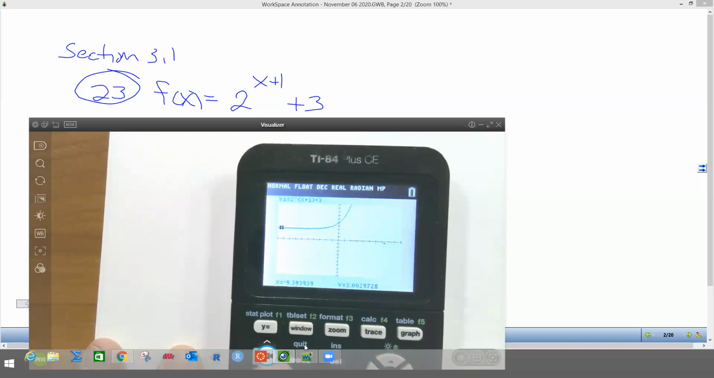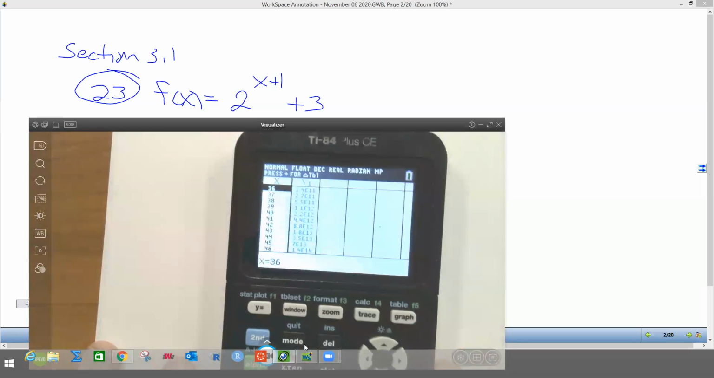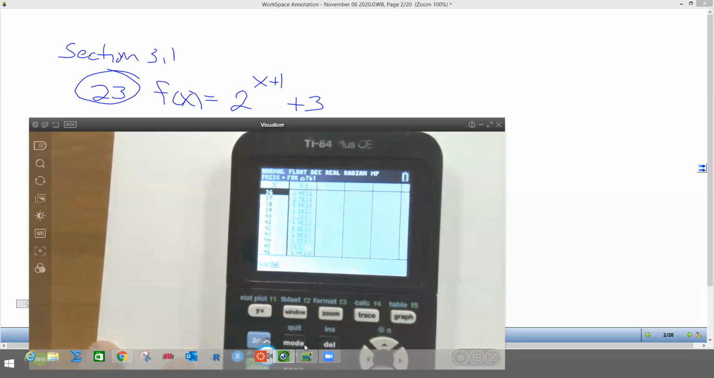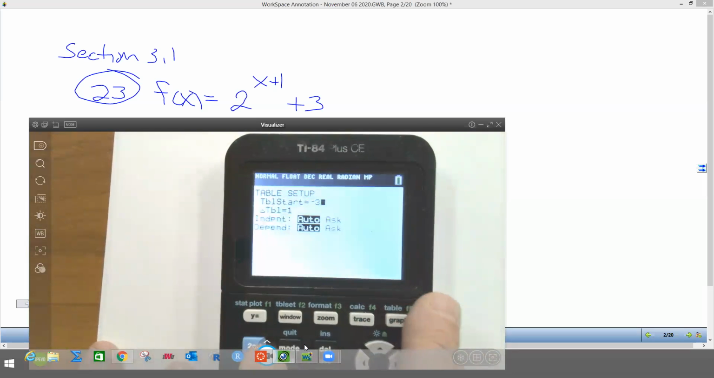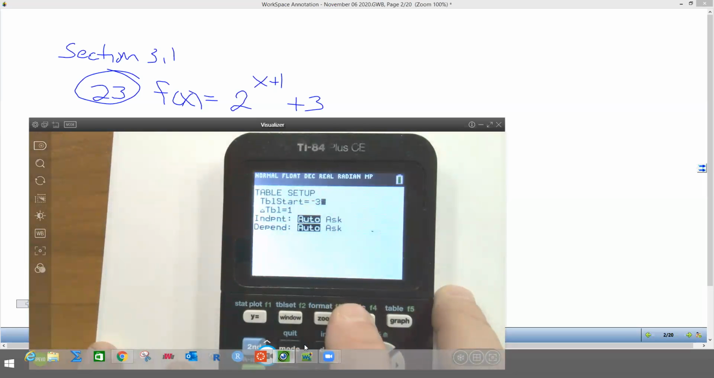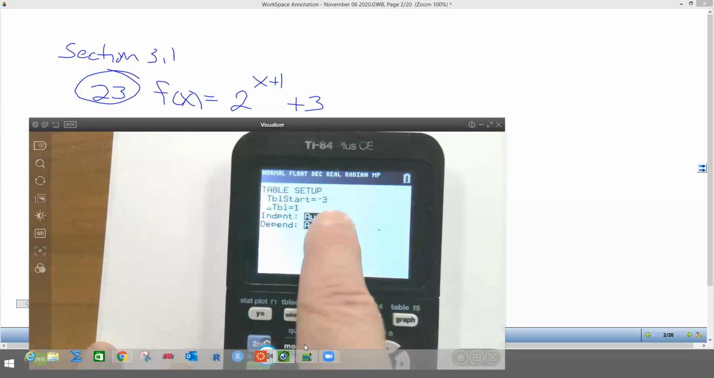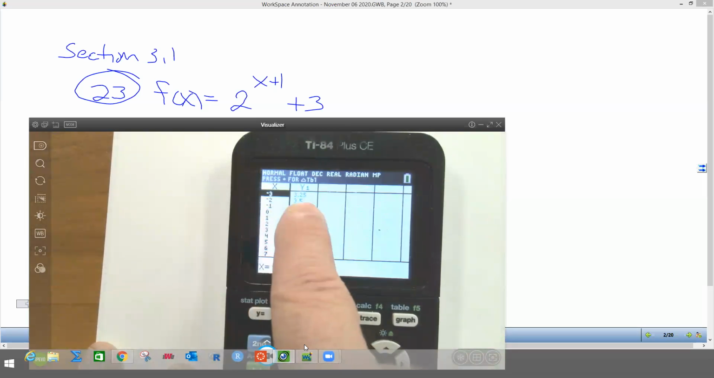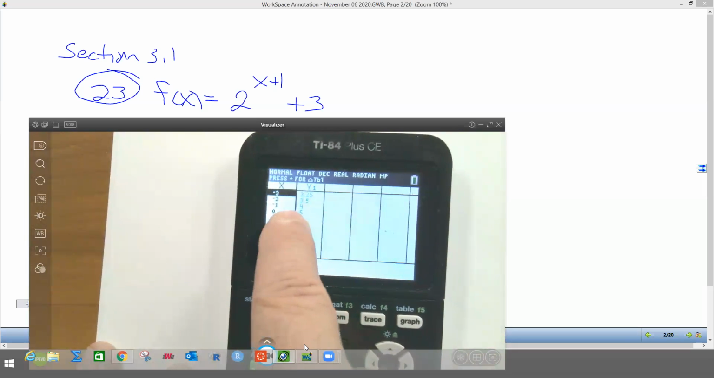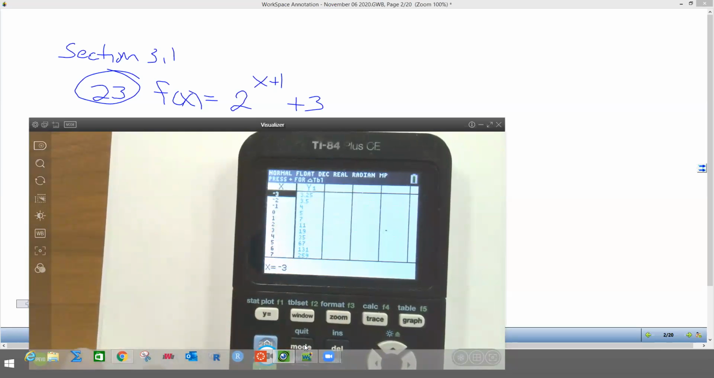So to find your table of values, we're going to hit the second graph button. And there's my values. Now I'm going to go back and change my table set to start at -3. We're changing by 1, so the next one will be -2 and so forth. So I'm going to go back to my table now. So there's an ordered pair, -3 and 3.25, -2 and 3.5, -1 and 4, 0, 5, and so forth.